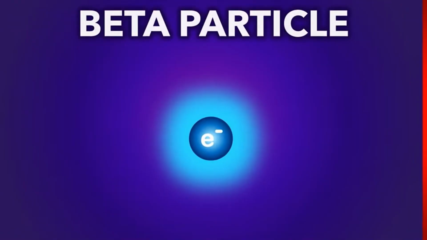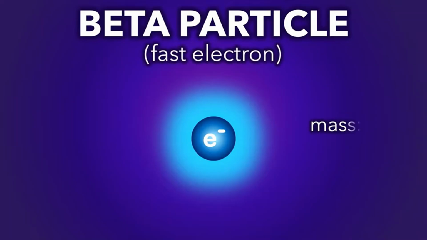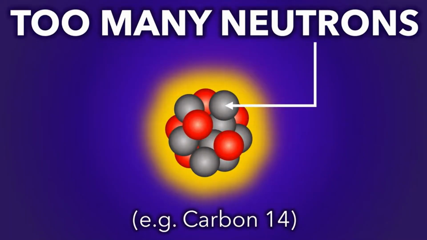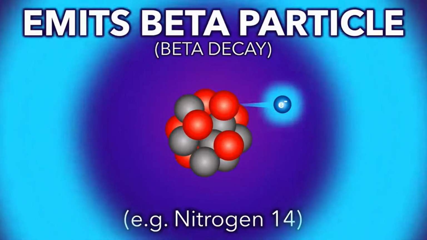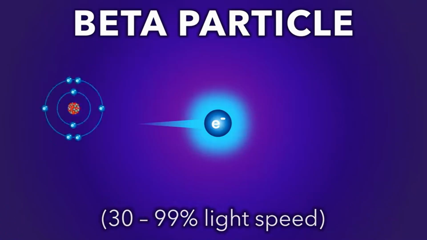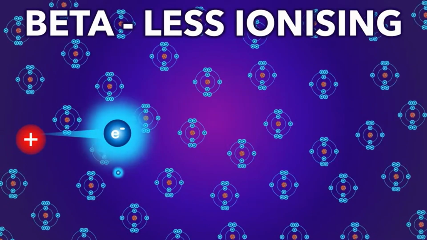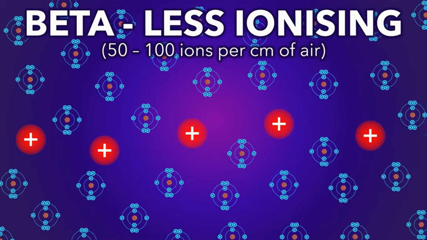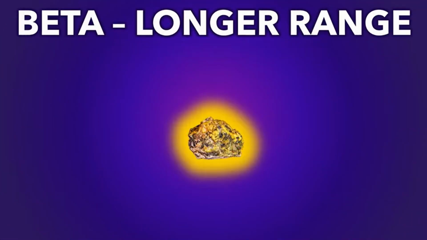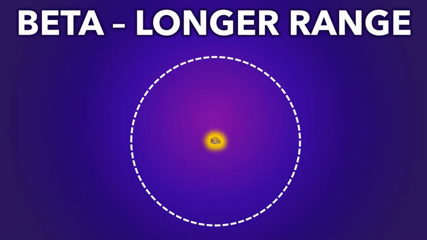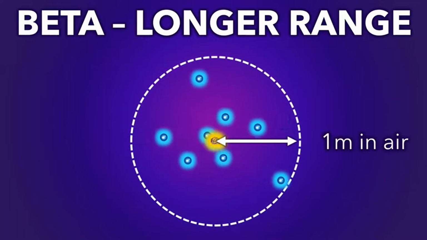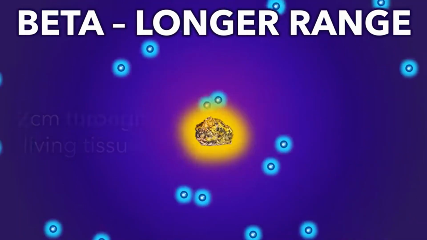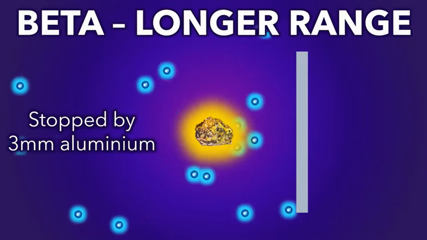Next is a beta particle, basically a fast electron with a very small mass and a charge of -1. When a nucleus has too many neutrons, it turns one into a proton by emitting a beta particle. The beta particle is emitted at about 60% light speed. The beta particle is less ionising than alpha, creating 50 to 100 ions per centimetre of air. But because it loses energy slower, its range is larger than alpha, about 1 metre in air, up to 2 centimetres in living tissue, or 3 millimetres in aluminium.